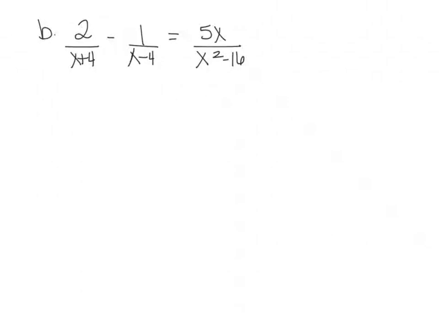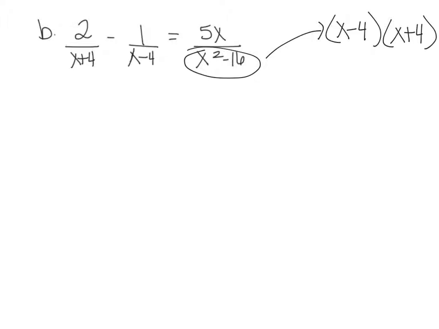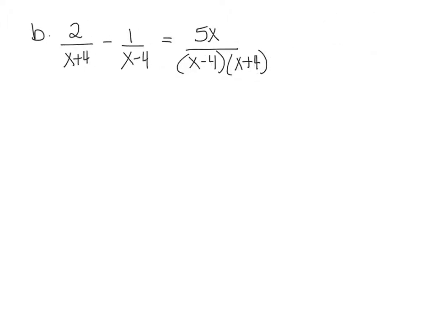Part B asks me to solve the rational equation. First, I want to make sure that all my expressions in my denominators are factored. This will help me find the LCD, or the least common denominator. So before, we said that the x squared minus 16 can be written as x minus 4 times x plus 4.